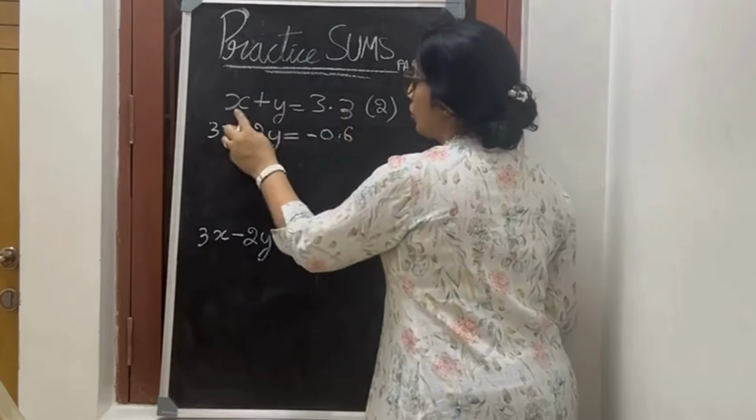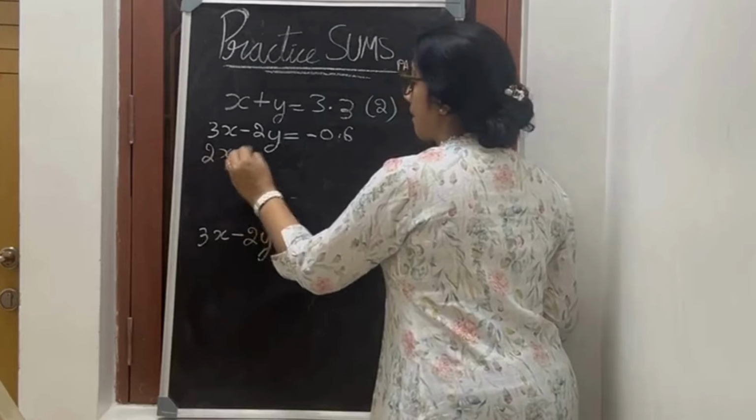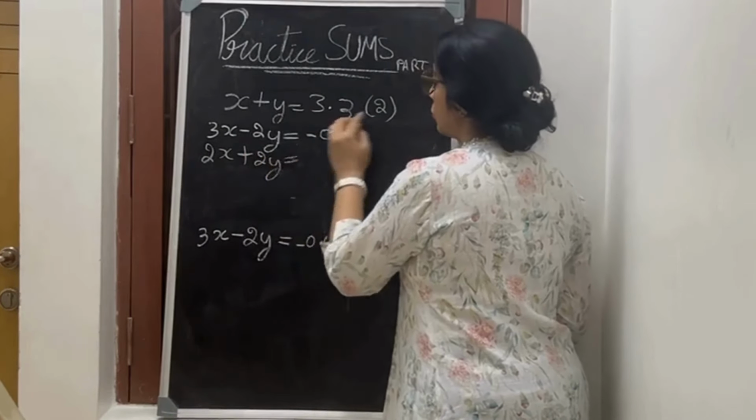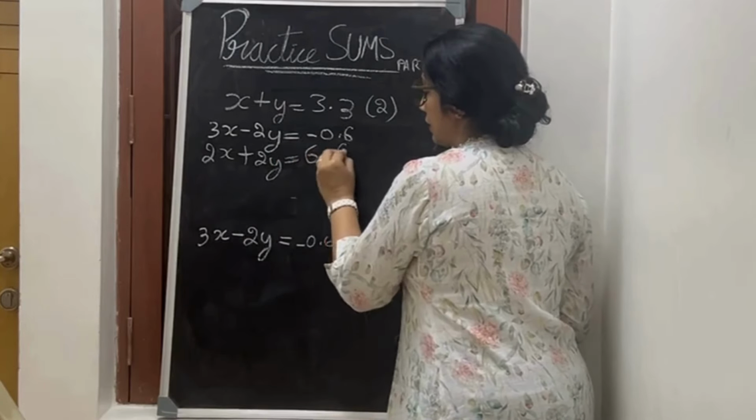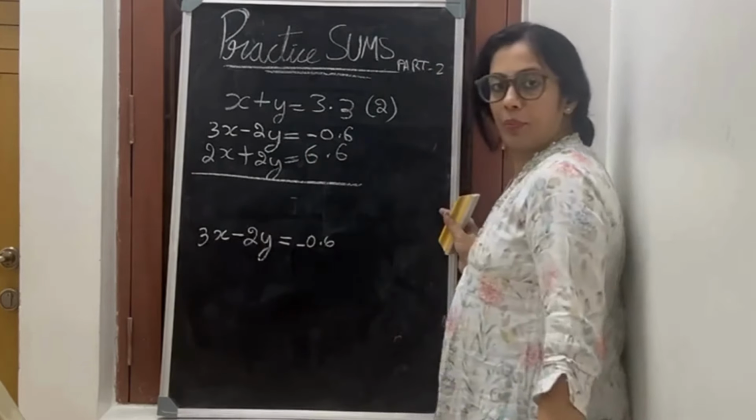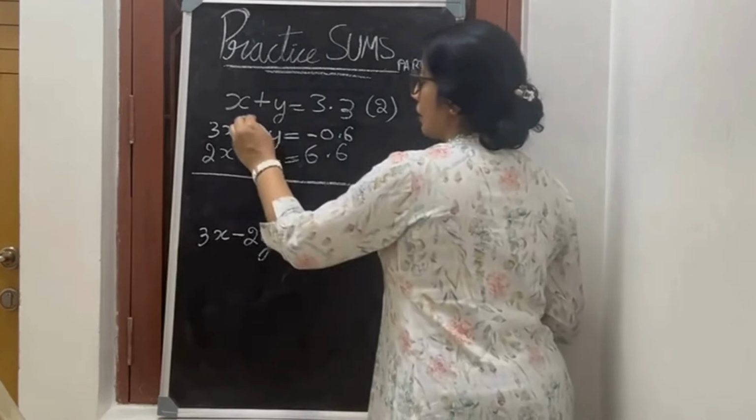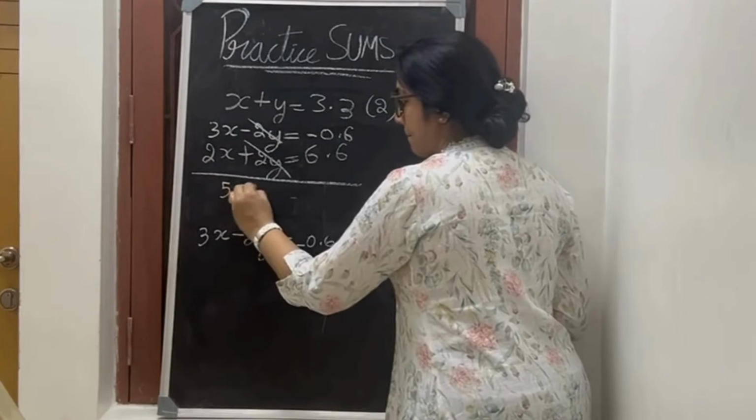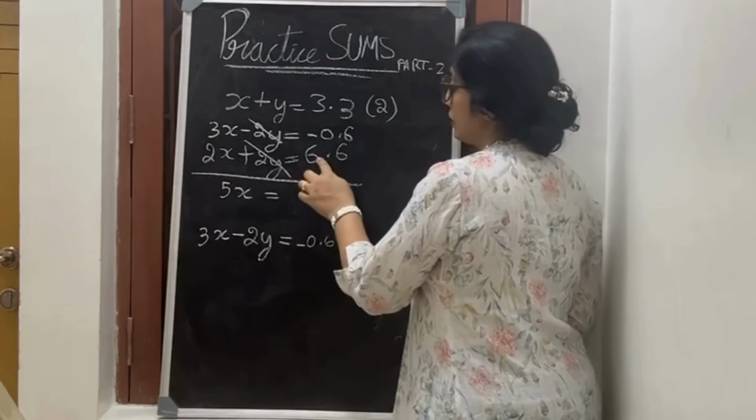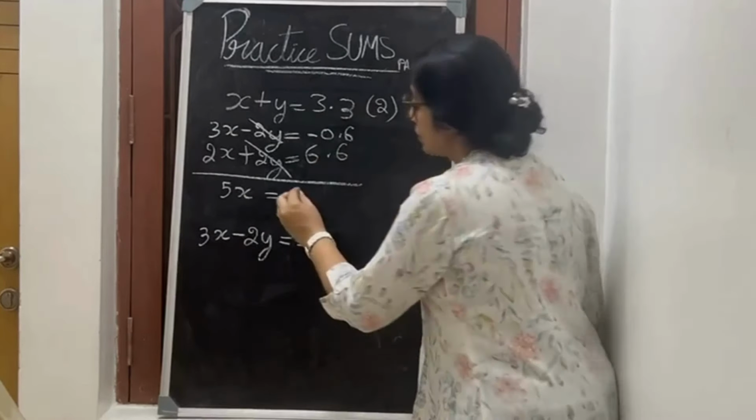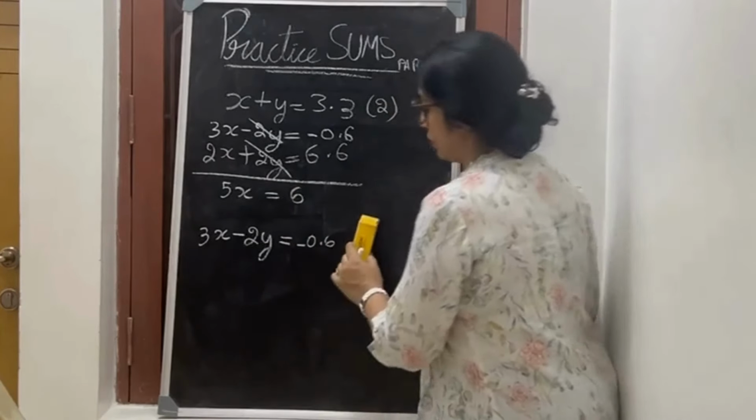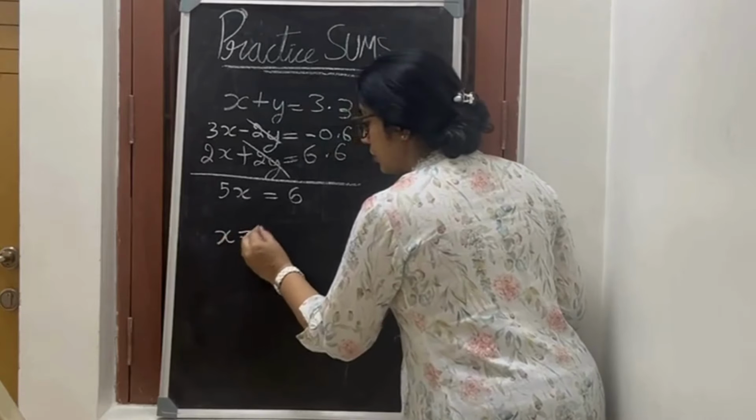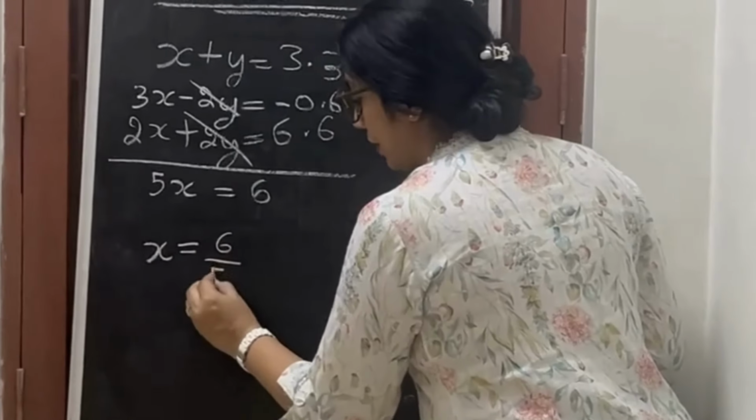So what will my equation be? 2 into x, 2x, plus 2y equals 6.6. Now I will solve this. Plus and minus are cancelled. What I get is 5x equals 6.6 minus 0.6, which is 6. This is my equation. Then x equals 6 by 5.